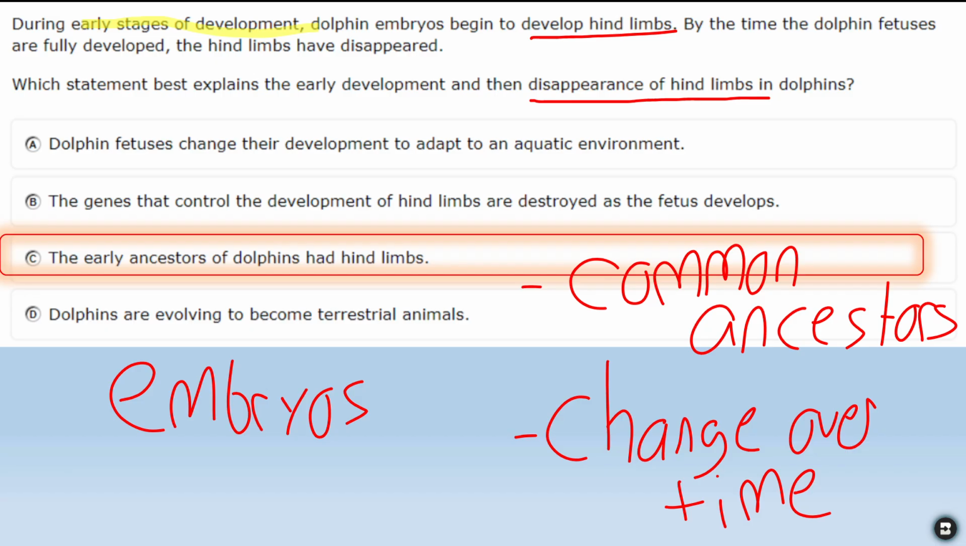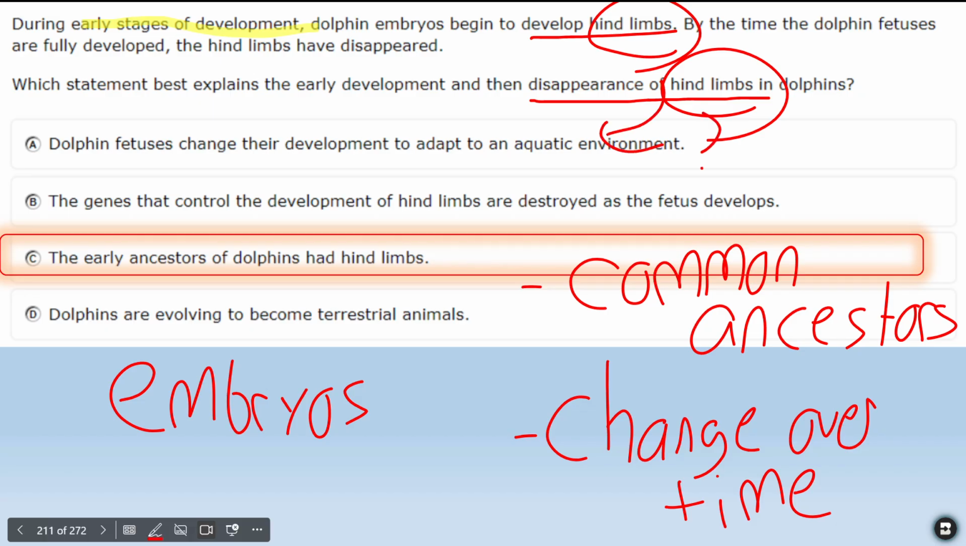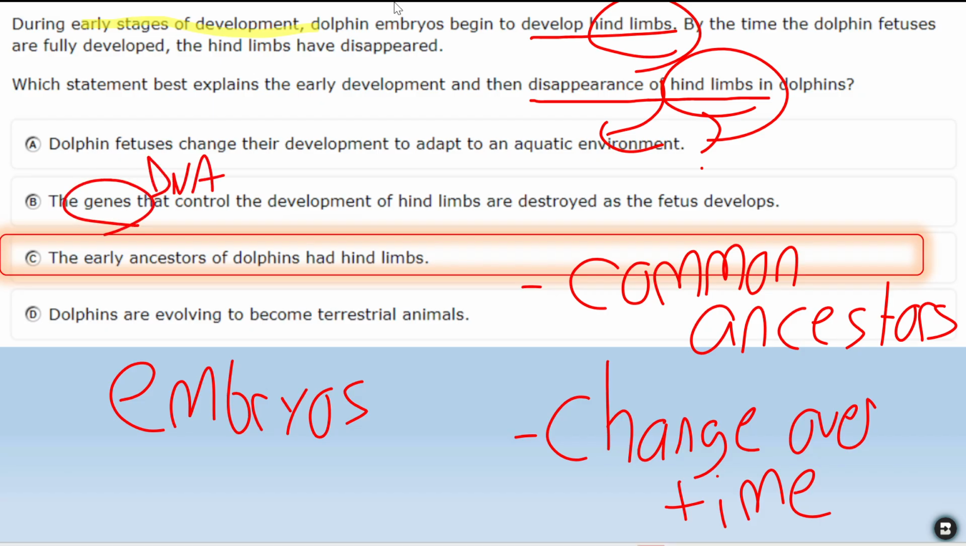Letter A says that dolphin fetuses change their development to adapt to an aquatic environment, but having limbs does not lead to swimming. The genes that control the development of hind limbs are destroyed. So they're saying that genes, DNA, are being destroyed here. And we should know that that's not what's happening in evolution. Evolution is not about destroying DNA. It's about over time, we should see different traits appear. So different genes are being expressed.